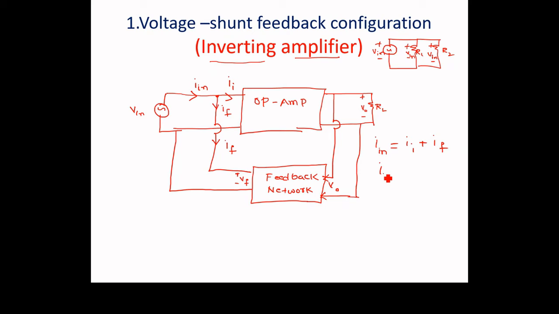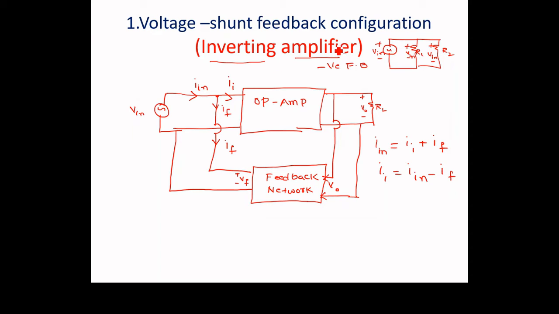So what is the input current to the op amp? It is IN minus IF. You see the relationship between the input voltage and the feedback voltage: they are out of phase. They are not adding, they are opposing each other. That's why all these configurations are negative feedback. The actual input voltage and the feedback voltage oppose each other.